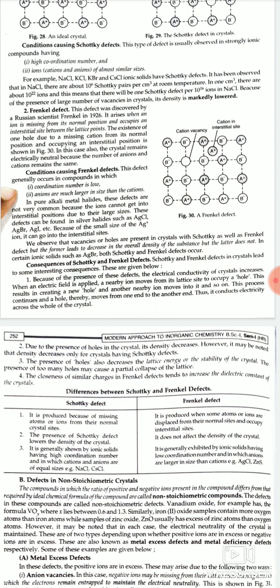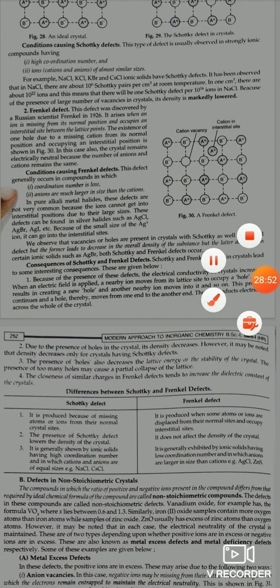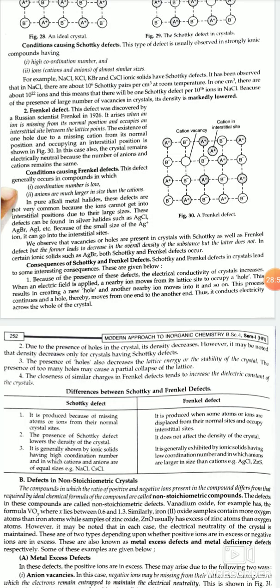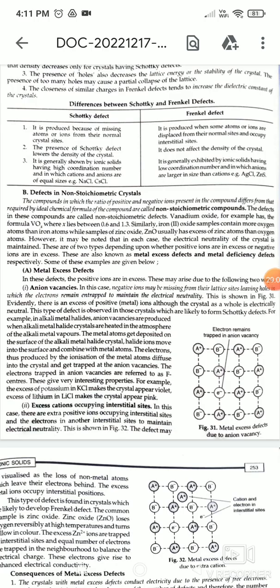Thirdly, Schottky defect is generally shown by ionic solids having high coordination number and in which the cations and anions are of equal sizes, for example NaCl and cesium fluoride. Frenkel defect is generally exhibited by ionic solids having low coordination number and in which anions are larger in size than the cations, for example AgCl and ZnS.